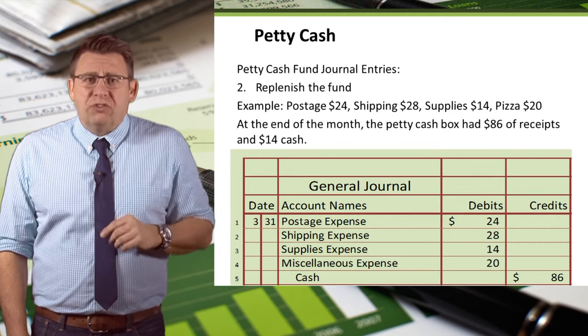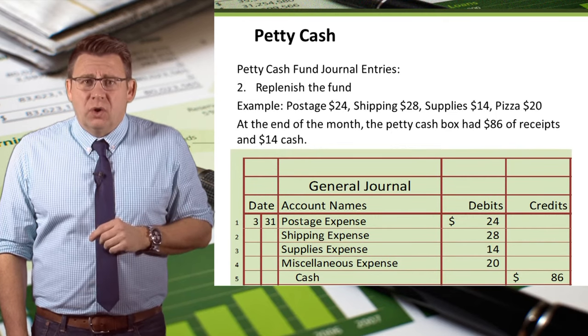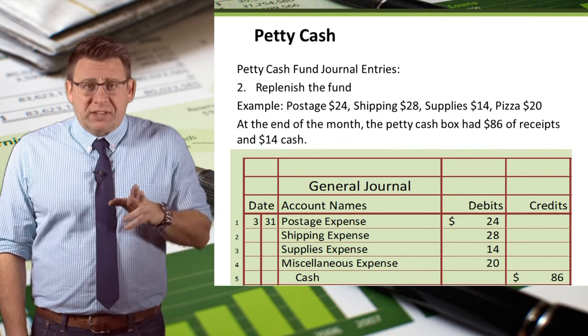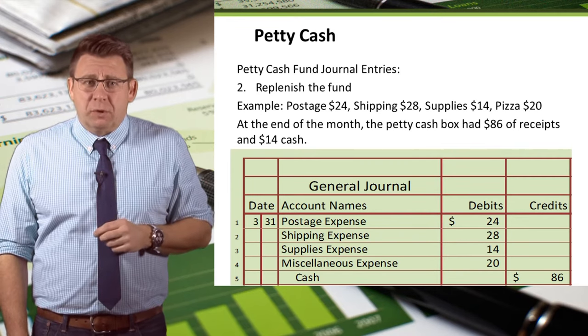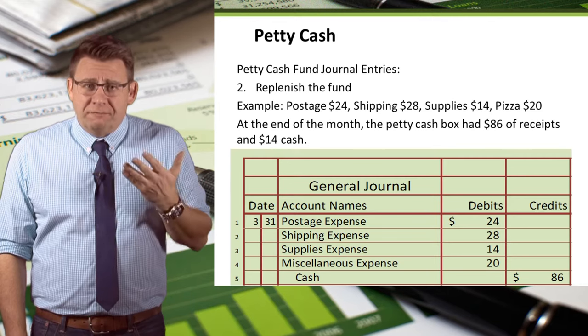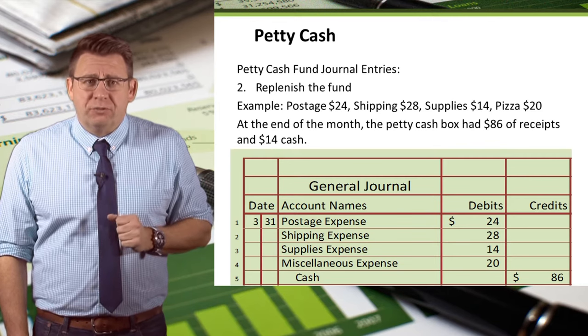To replenish the petty cash account, we need money. In this case, we need $86 to add to the $14 that's remaining. This would bring our fund back to $100 cash.